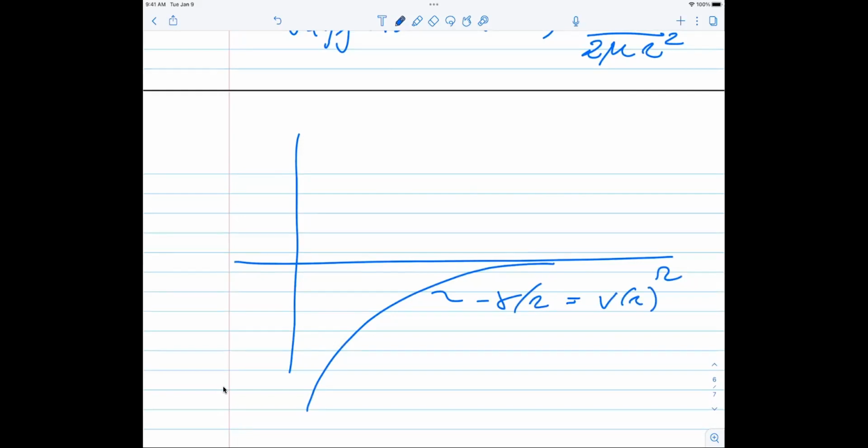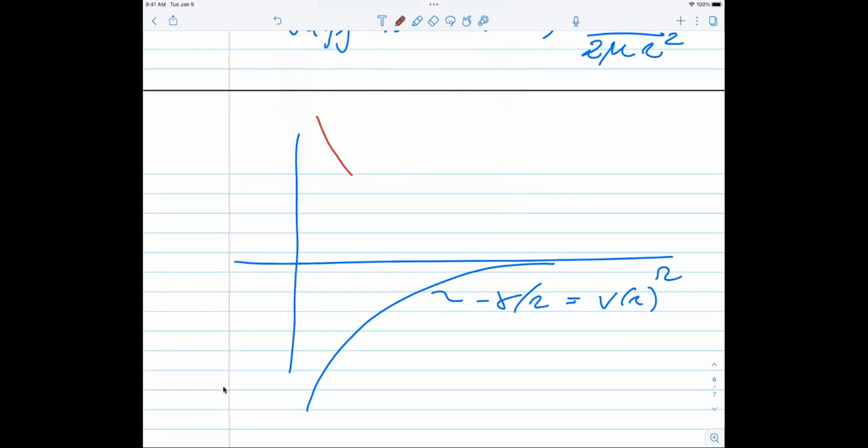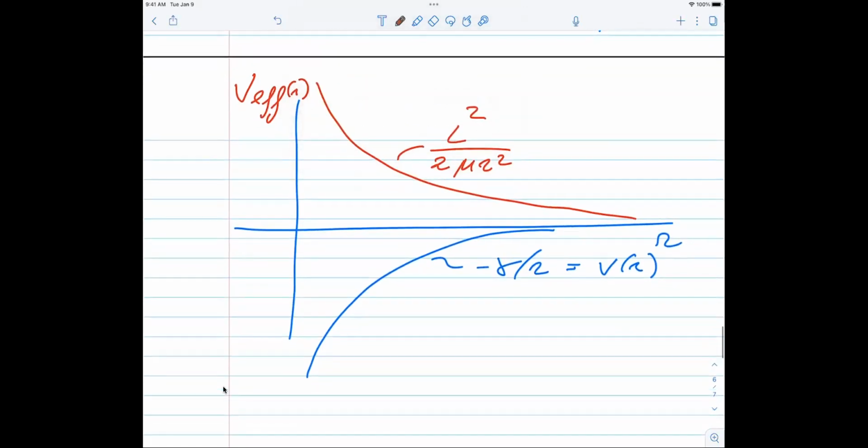If we plot this with X and Y, we would have to make a three-dimensional plot with X and Y and the value of the potential. The next thing which we have is this term, which is called a centrifugal barrier, which is L squared divided by 2 times mu times R squared. This is now going to be our effective potential, V effective of R. And then we add the two terms, we are going to get something which looks like this.